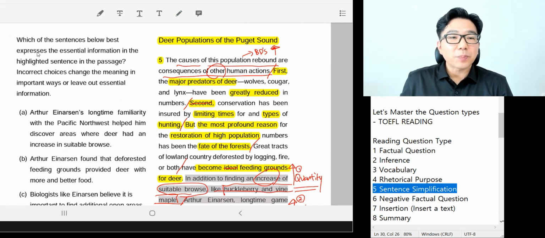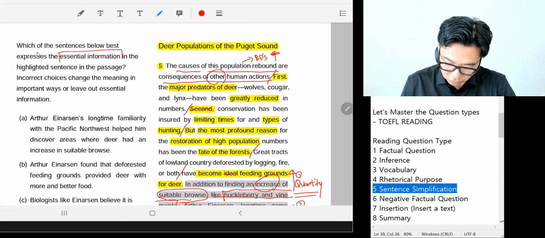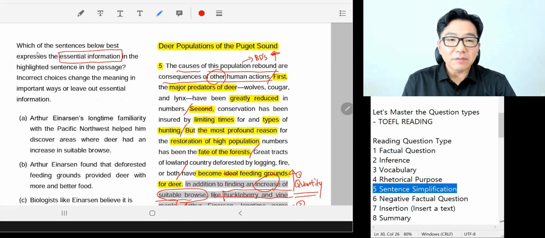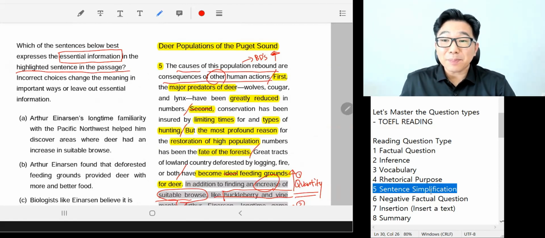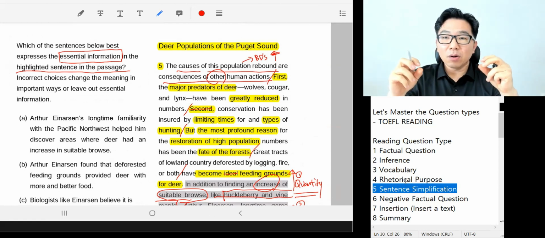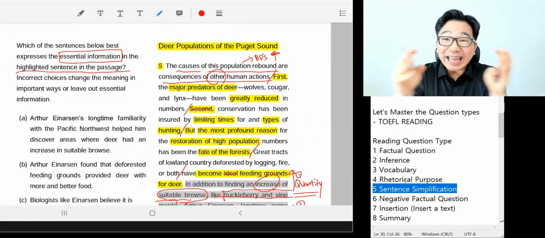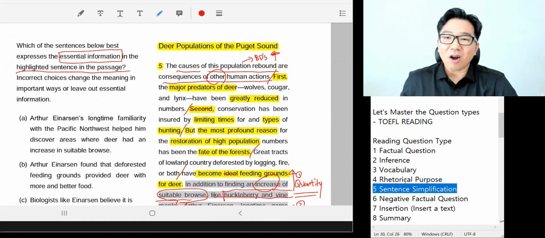Which of the sentences below best expresses the essential information? Okay, so it still needs to have the essential information, the most important, basic, fundamental information in the highlighted sentence in the passage. So the question type we're looking at is sentence simplification, as I highlighted down here. They're going to give you a sentence, they will highlight it, and they will shorten the sentence in a much more condensed, summarized format with just the key information in it. I call it a summarization question. So it's simplifying the sentence. It still needs to have the most important information in the highlighted sentence.